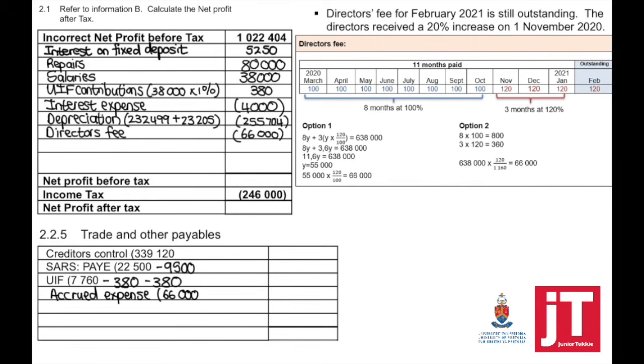Because director's fees is still outstanding and it needs to be added to our expense for this accounting period, that means it will have a negative effect on the net profit. In trade and other payables, we are going to show accrued expense 66,000. Make sure that these two totals correspond.